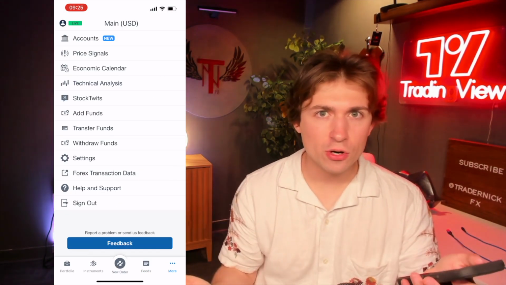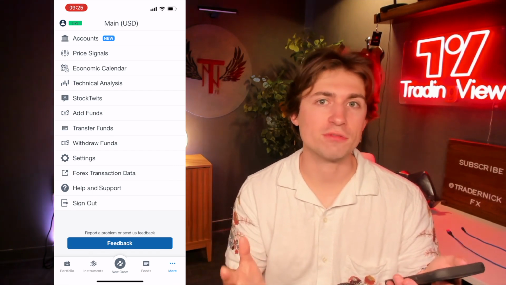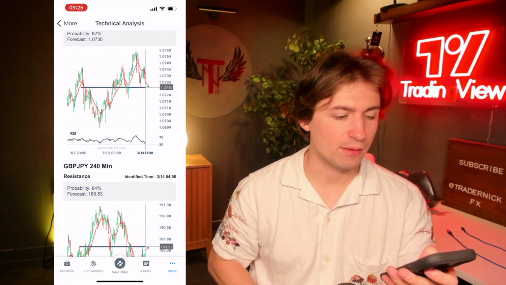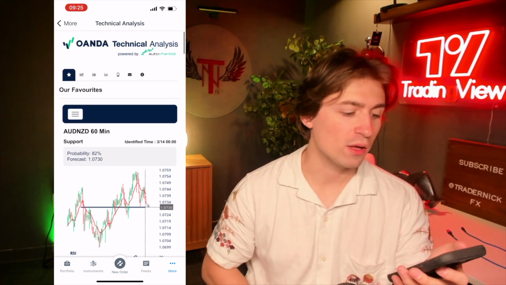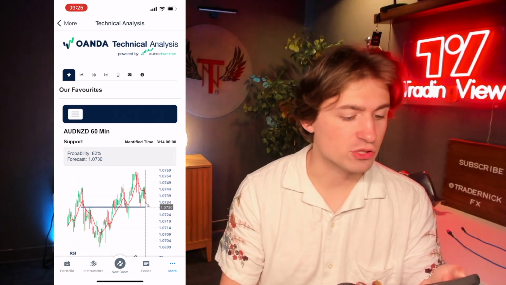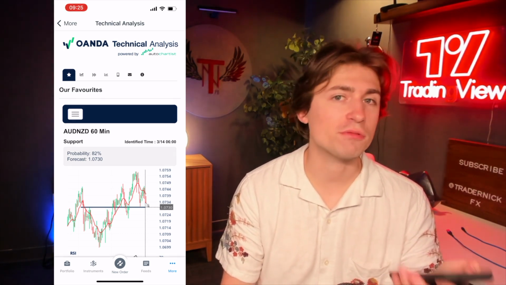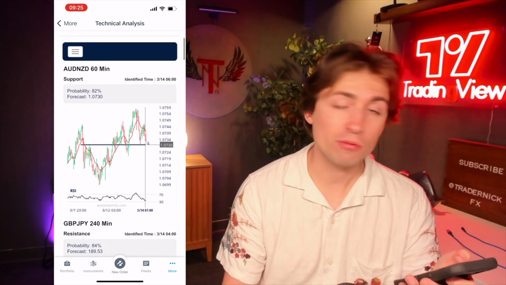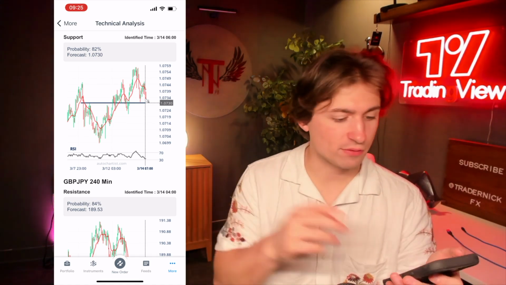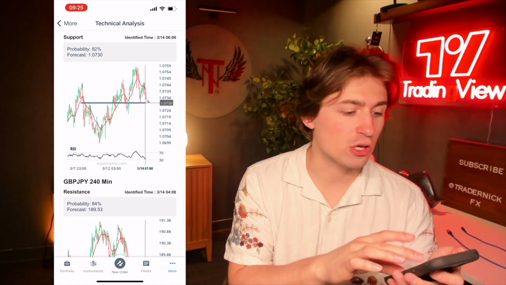But we're just getting started here because there are some really cool extra features that the app has. If I click on this technical analysis tab, I thought this was just so cool. OANDA has a technical analysis tab, which is powered by AutoChartist, which is a very cool software and service that basically showcases all sorts of different technical ideas that are showing up.